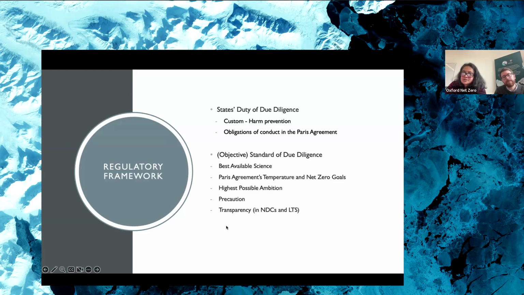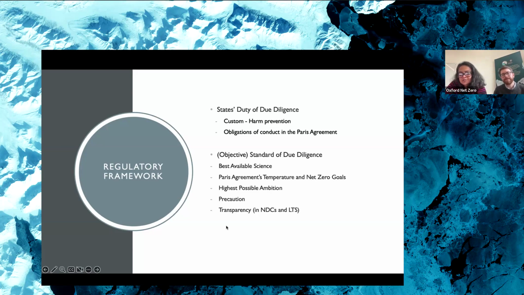So there are due diligence benchmarks attached, or a standard of due diligence attached to this obligation of conduct in relation to the harm prevention principle. There are also obligations of conduct in the Paris Agreement, notably in Article 4.2, where states are obliged to take domestic mitigation measures, and there are obligations of conduct attached to those, which then entail a standard of due diligence.